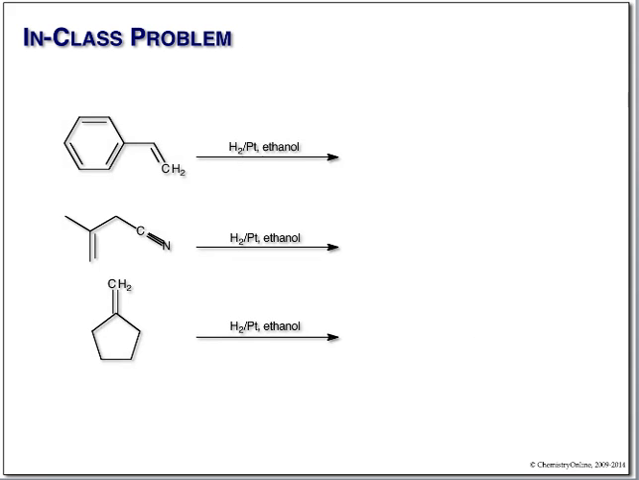If we take styrene and we reduce it, once again the benzene ring is very resistant to reduction. You can, but it's very resistant. Therefore, the only thing it reduces under normal conditions anyway is going to be our double bond, and we get ethyl benzene.